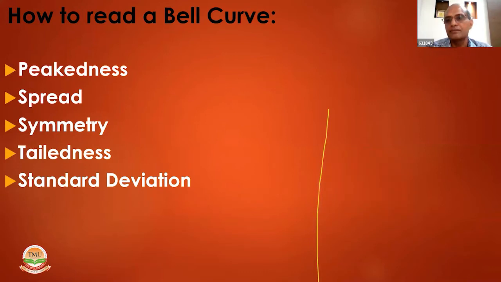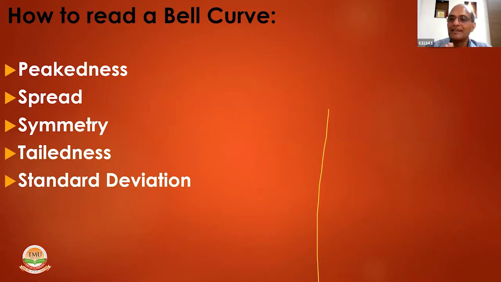First one is peakness. Whether the peak is sharp, wide or flat. Because based upon this form of a peak, it will give you a different kind of meaning. You will be able to conclude differently based upon this nature of the peak about the population or your sample which you have drawn. Then the spread at the base. How spread the curve itself is. And that comes from standard deviation.